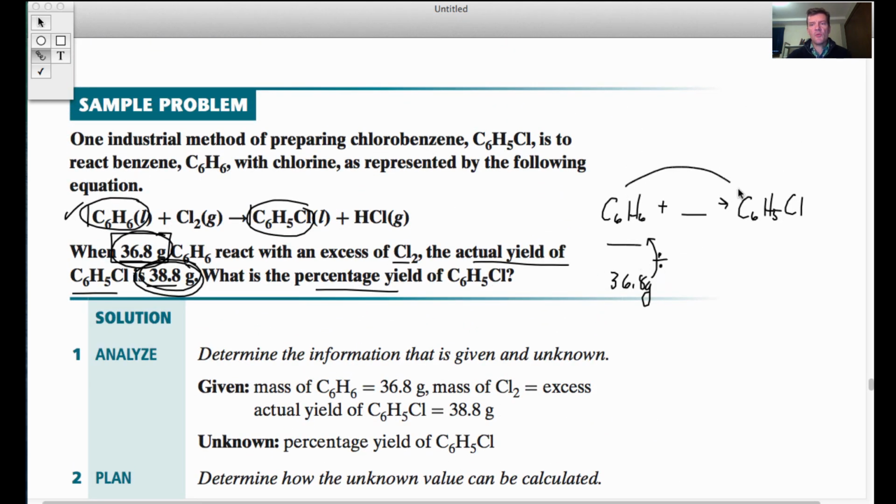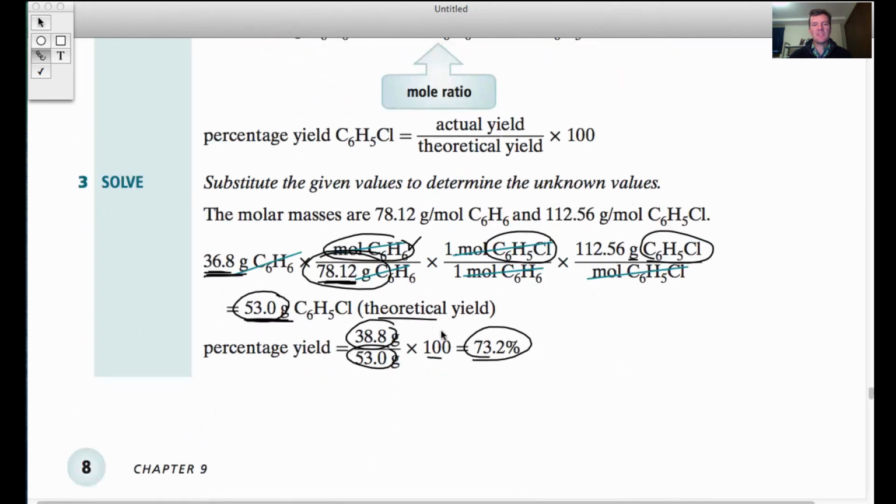Then I use the mole ratio to go from one column to another column. Well, it's a 1-to-1 ratio. Again, I'm not looking at these two. I don't care about those two right now. The mole ratio is a 1-to-1, so I'm going to multiply by 1/1. That gives me the moles of this. Then to go to its mass, I multiply by the molar mass, and that gives me the mass of my C6H5Cl, and that's what this is right here.